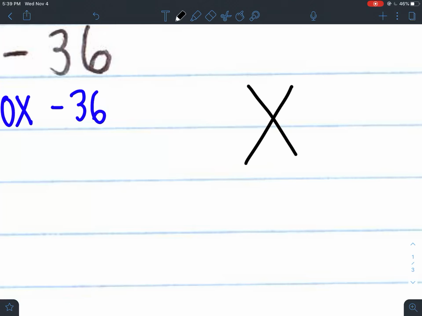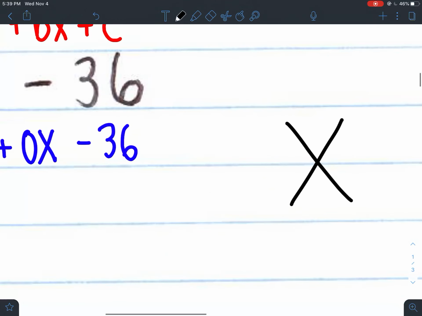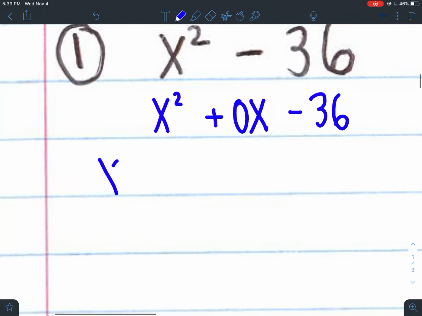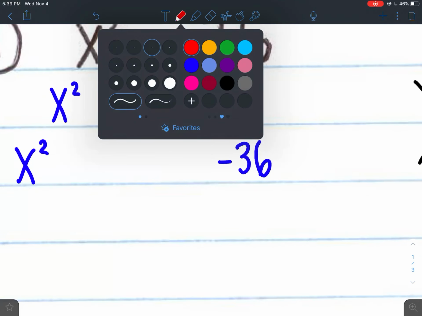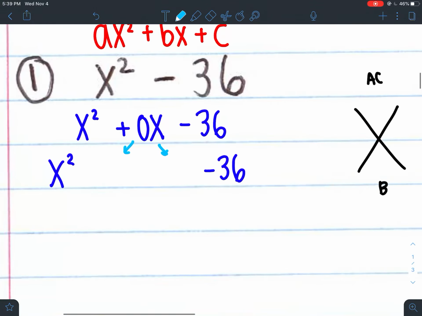So I'm going to draw my X here for my AC method. Remember, AC goes on top and B goes on the bottom. So we're going to identify here. I know for a fact that x squared is going to stay the same and negative 36 is going to stay the same, but we're splitting that middle term. The whole reason why we do the AC method is to split that middle term up.